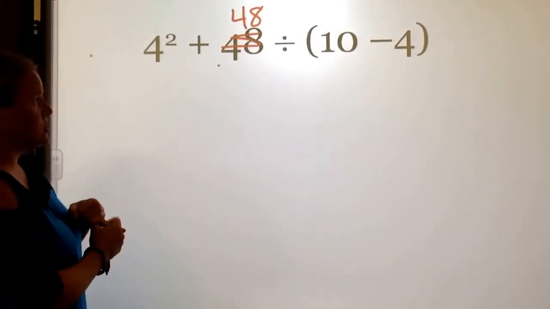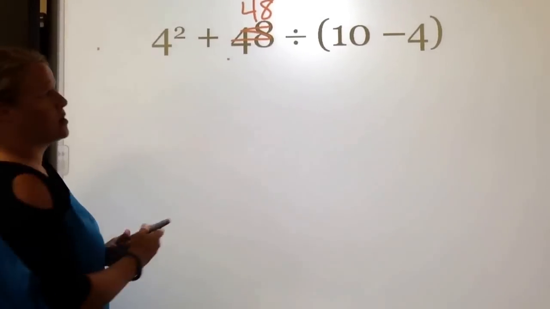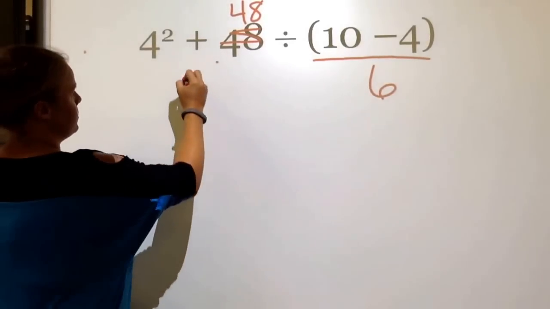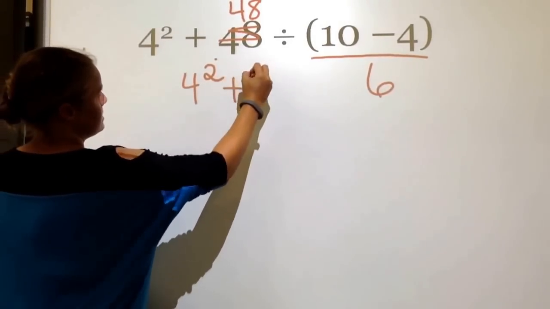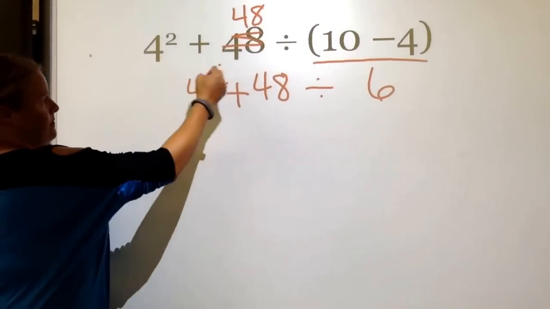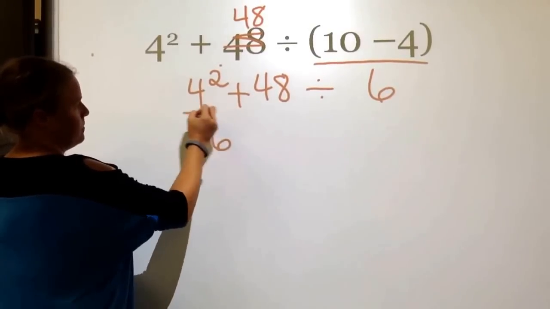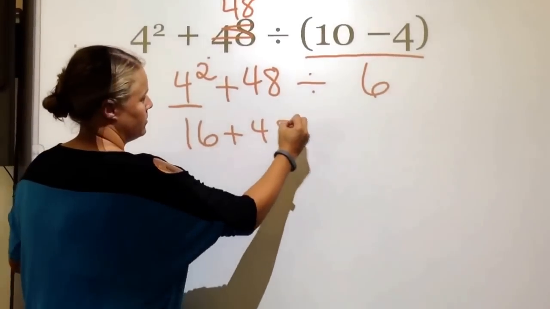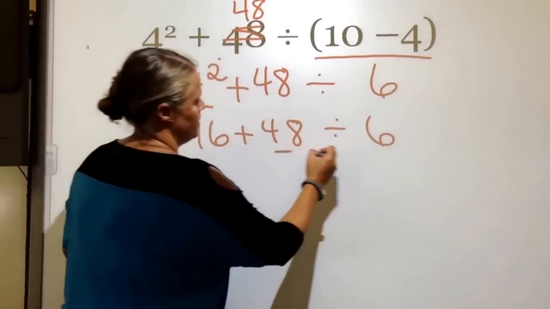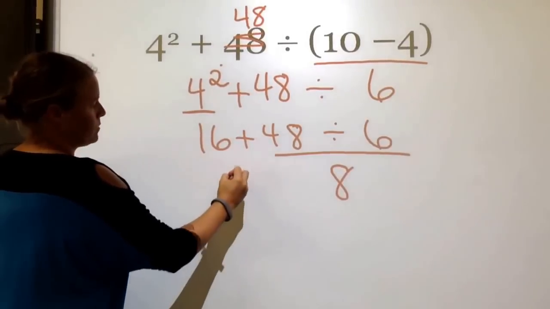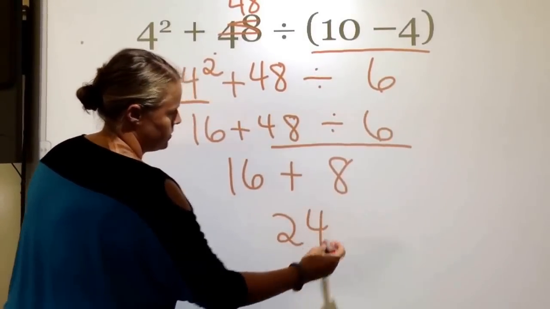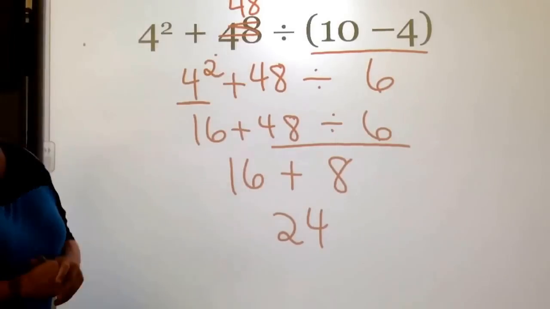So groupings go first. I have one over here, so 10 minus 4 is my first grouping. So I'm going to simplify that and bring the rest of my problem down. 4 squared plus 48 divided by 6. Next is exponents. 4 squared is 16. And then bring the rest of my problem down. Then we have division because we don't have anything over here. And then we solve. And that's the simplifying that way.